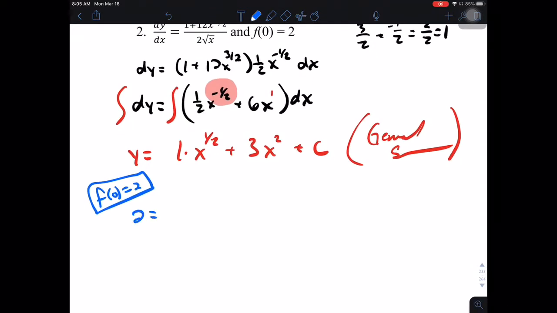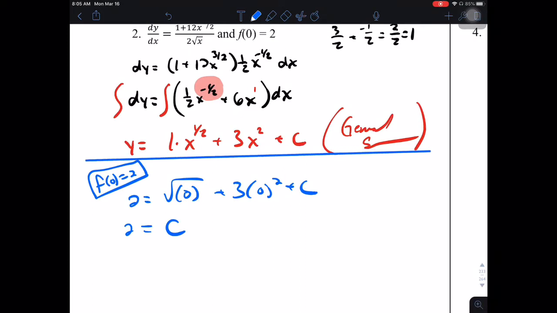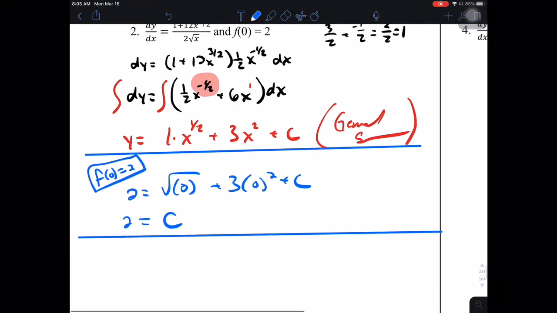I'm going to put a 2 in for y and a 0 in for x. This is going to give us that c is 2. So you get your general solution, figure out what c is, and you get your particular solution.